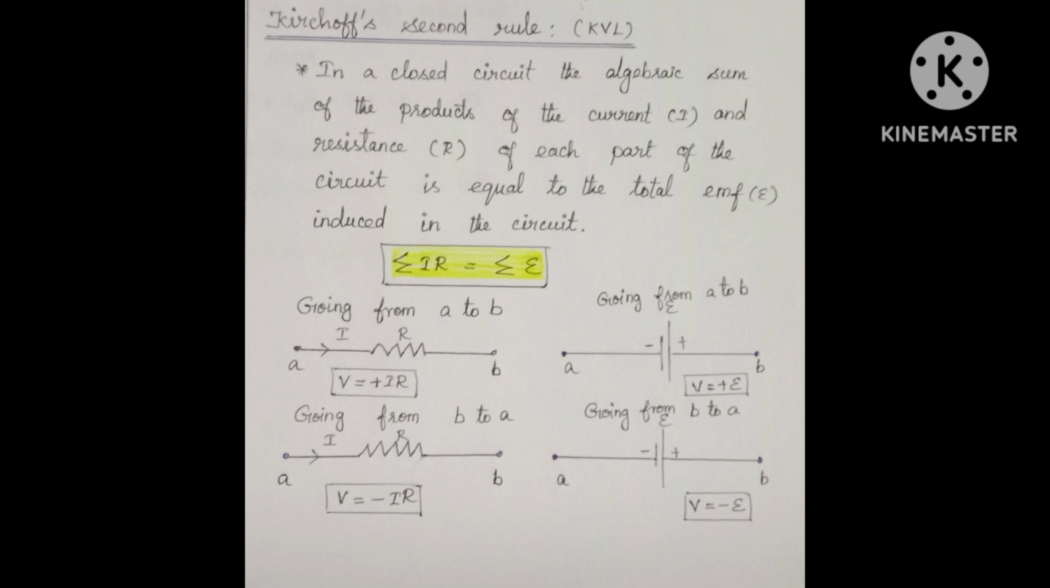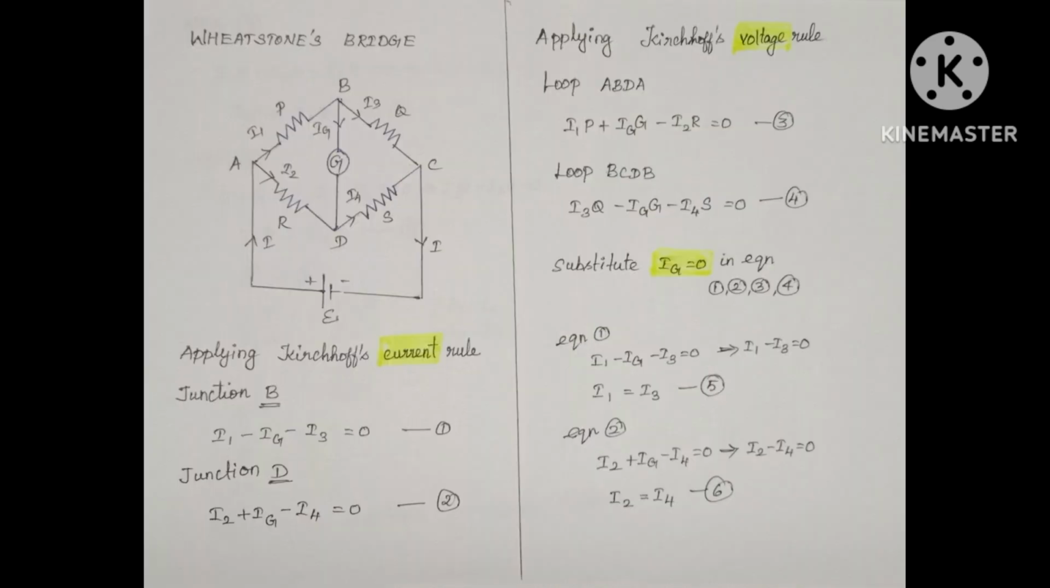First, going from A to B means V equal to positive IR. Going from B to A, V equal to minus IR. Going from A to B, negative to positive, means V equal to positive ψ. Going from B to A, positive to negative, means V equal to minus ψ.